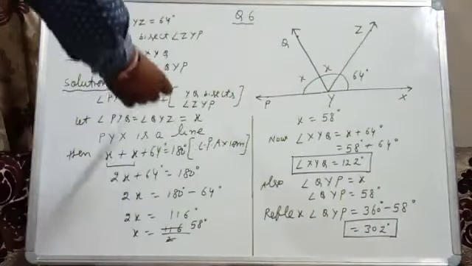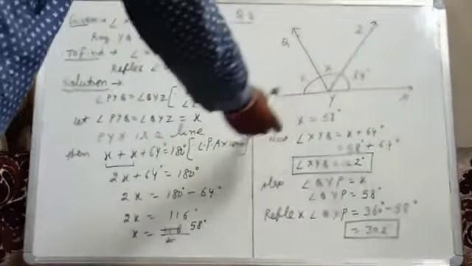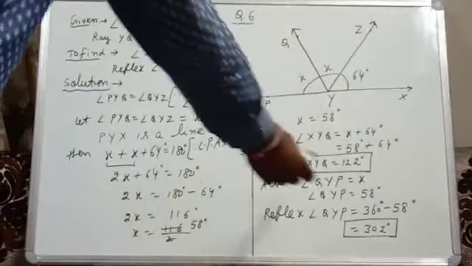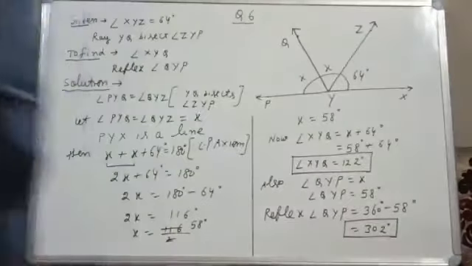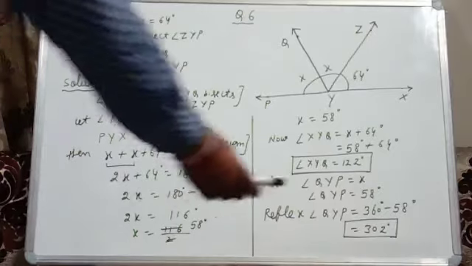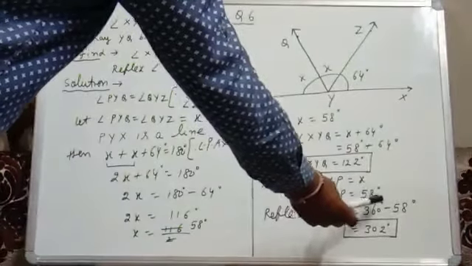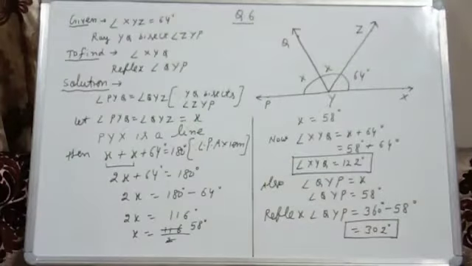Now the second angle we want to find out, QYP. So QYP is angle x. So QYP equals angle x. In place of x we will write 58, but we want to find the reflex QYP. So to find the reflex of this angle, we subtract 58 from 360. So you will get 302.